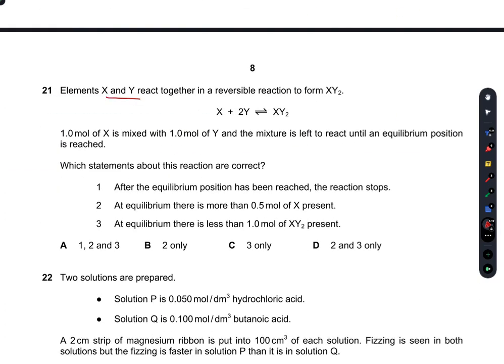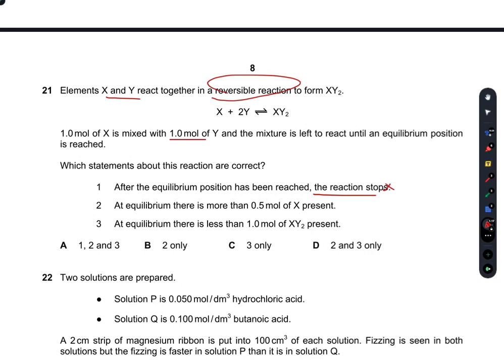Elements X and Y react together in a reversible reaction to form XY2. 1 mole of X is mixed with 1 mole of Y, and the reaction mixture is left to react until an equilibrium position is reached. Which statement about this reaction is correct? After the equilibrium position has been reached, the reaction stops. No, the reaction continues.